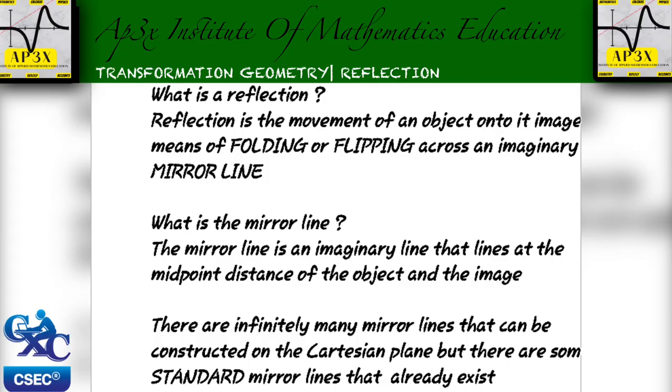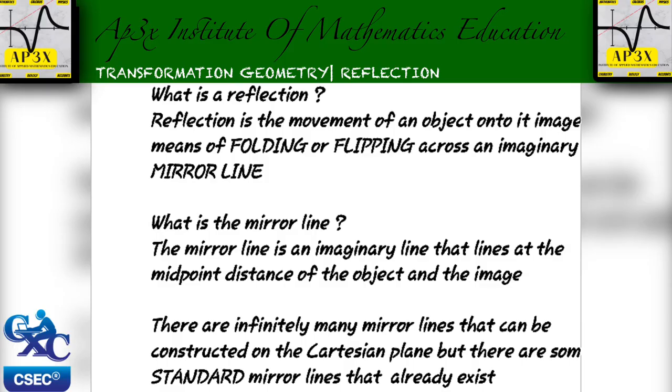Now, this line is imaginary because most times you are going to be the one drawing the mirror line. There are some standard mirror lines that are already on the Cartesian plane. For example, the x-axis will serve as a mirror line, the y-axis will serve as a mirror line, and of course we have the two diagonal lines, which we call y equals x and y equals negative x. We will discuss that further in the video.